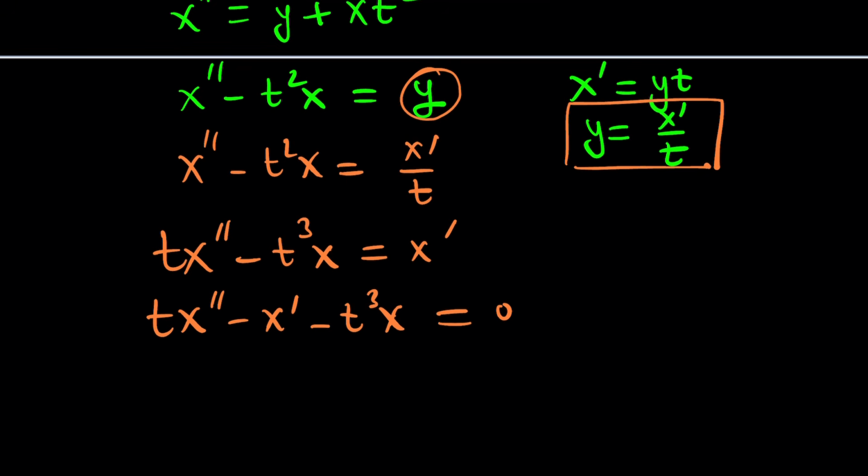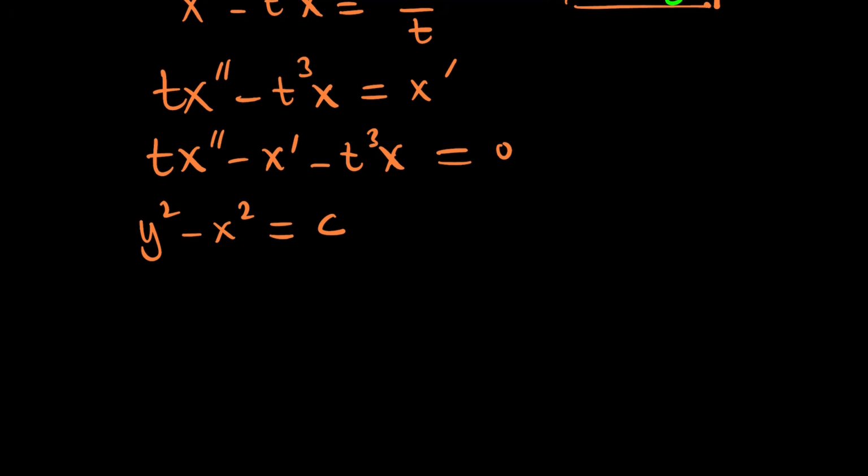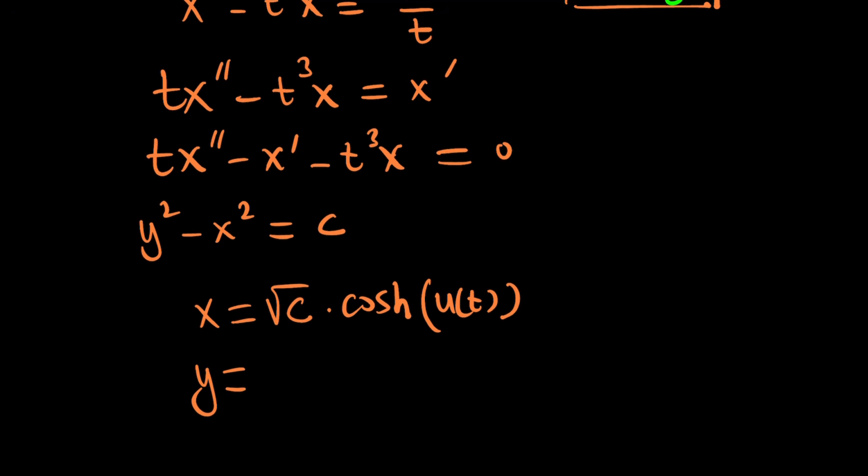So we're going to do the following. We know that y squared minus x squared is equal to a constant, right? So since this is a constant, we're going to be using a special type of substitution. You say, okay, x equals the square root of c multiplied by cosine hyperbolic u of t. u is a function of t, by the way. And for y, we're going to be doing the sine hyperbolic of the same function.